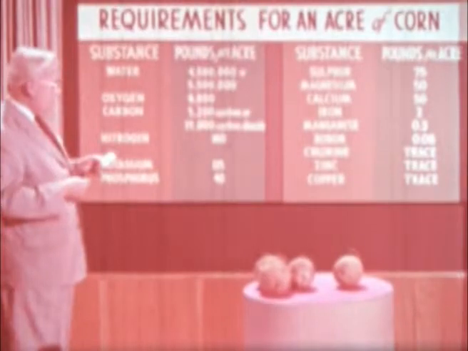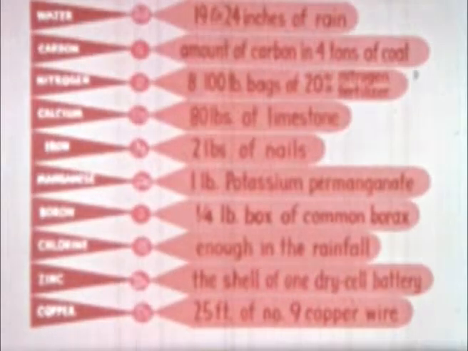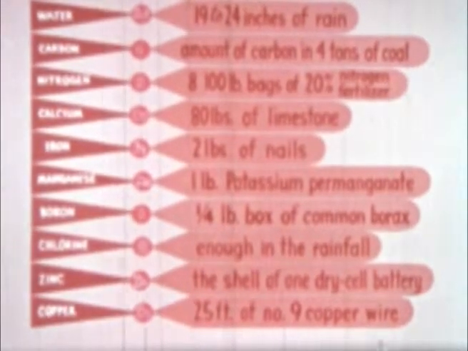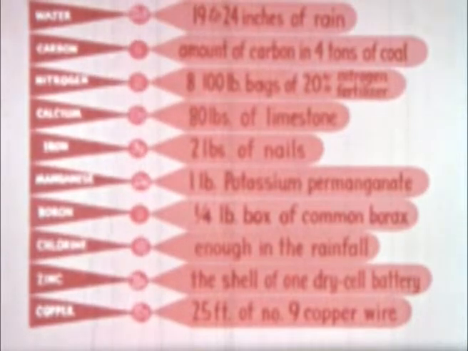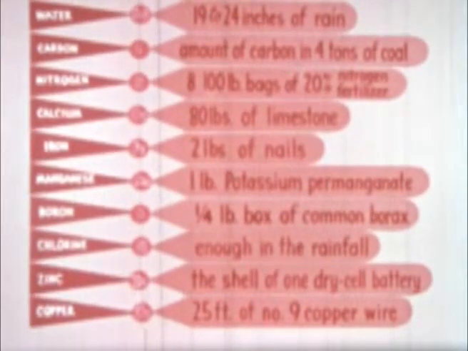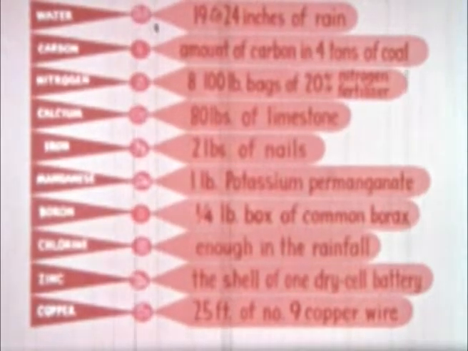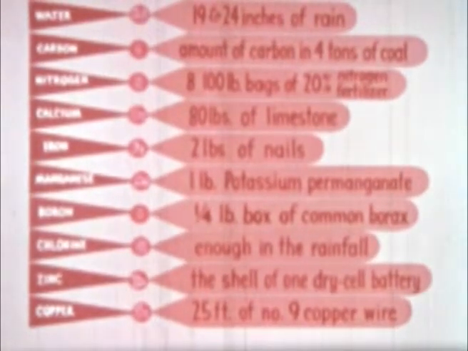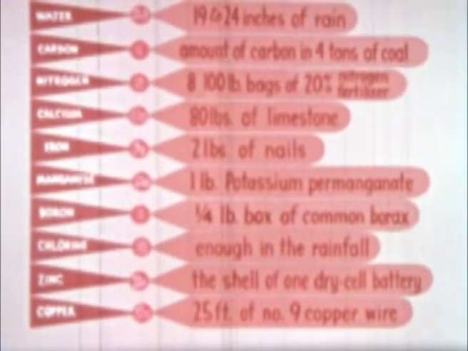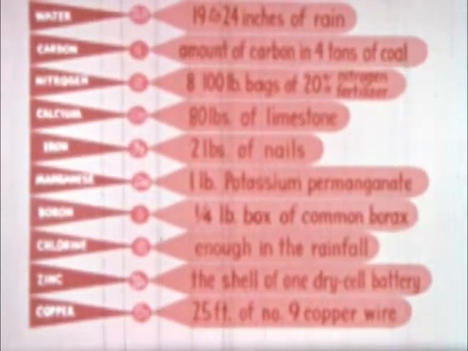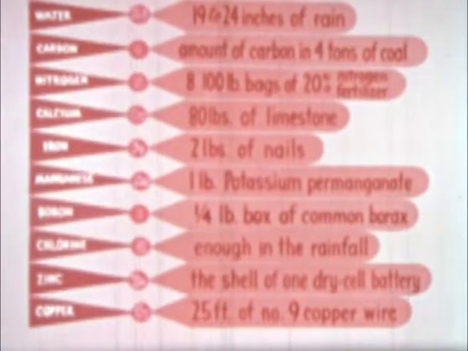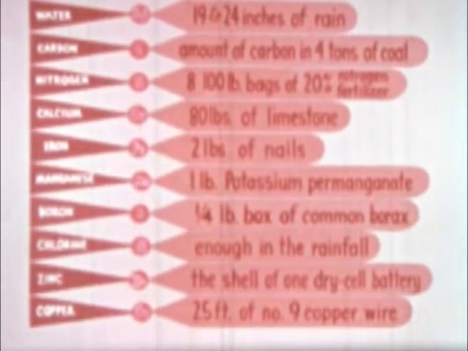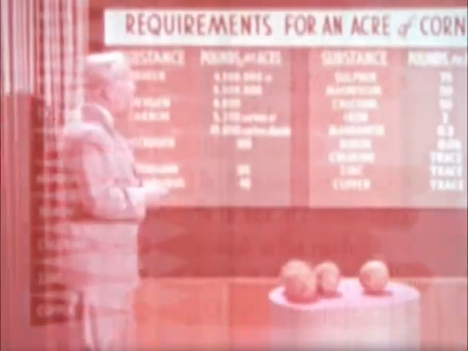Just to make these figures meaningful, let's take note of the fact that this amount of water represents 19 to 24 inches of rain. This amount of carbon represents 4 tons, the equivalent of 4 tons of coal. This amount of nitrogen is the equivalent of 8 100-pound bags of 20% nitrogen fertilizer, and so on. The amount of calcium represents 80 pounds of limestone.